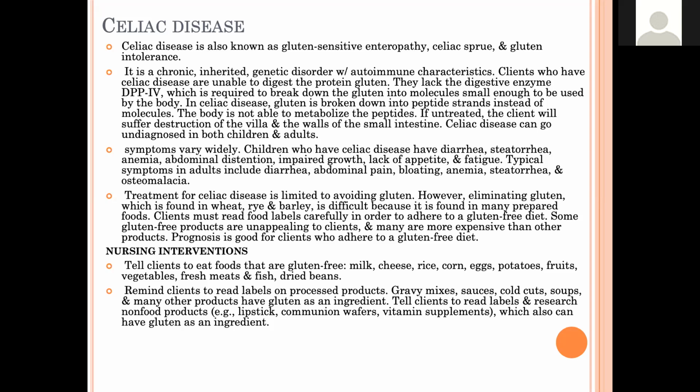Gravy mixes, sauces, cold cuts, soups, and other products can have gluten in. Okay, tell clients to read labels and research the non-food components as well because they can contain gluten. All right, and this can result again in the disease symptoms showing up.